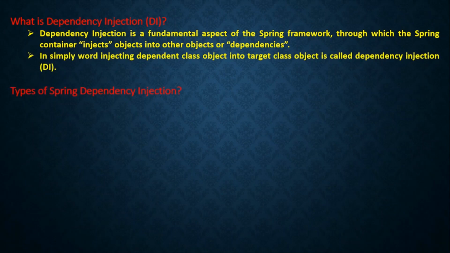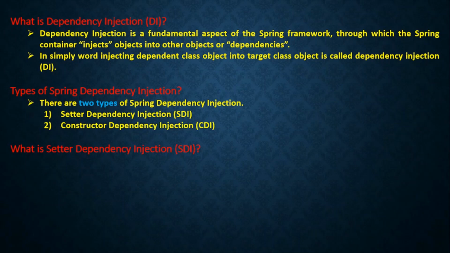Then let me tell about how many kinds of dependency injection there are in Spring Framework. There are two kinds of dependency injection. One is setter injection, another one is constructor injection. So what do you mean by setter injection? As I told, dependency injection is where we inject the dependent object into the target class object. So that is dependency injection.